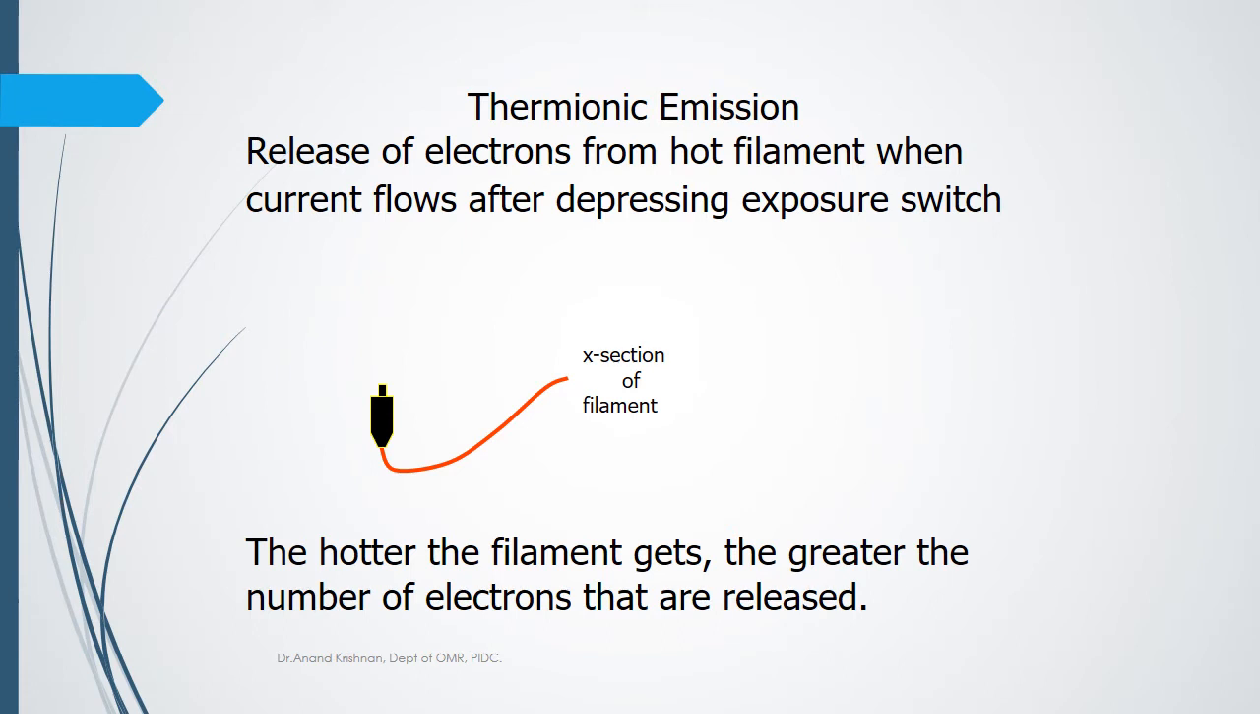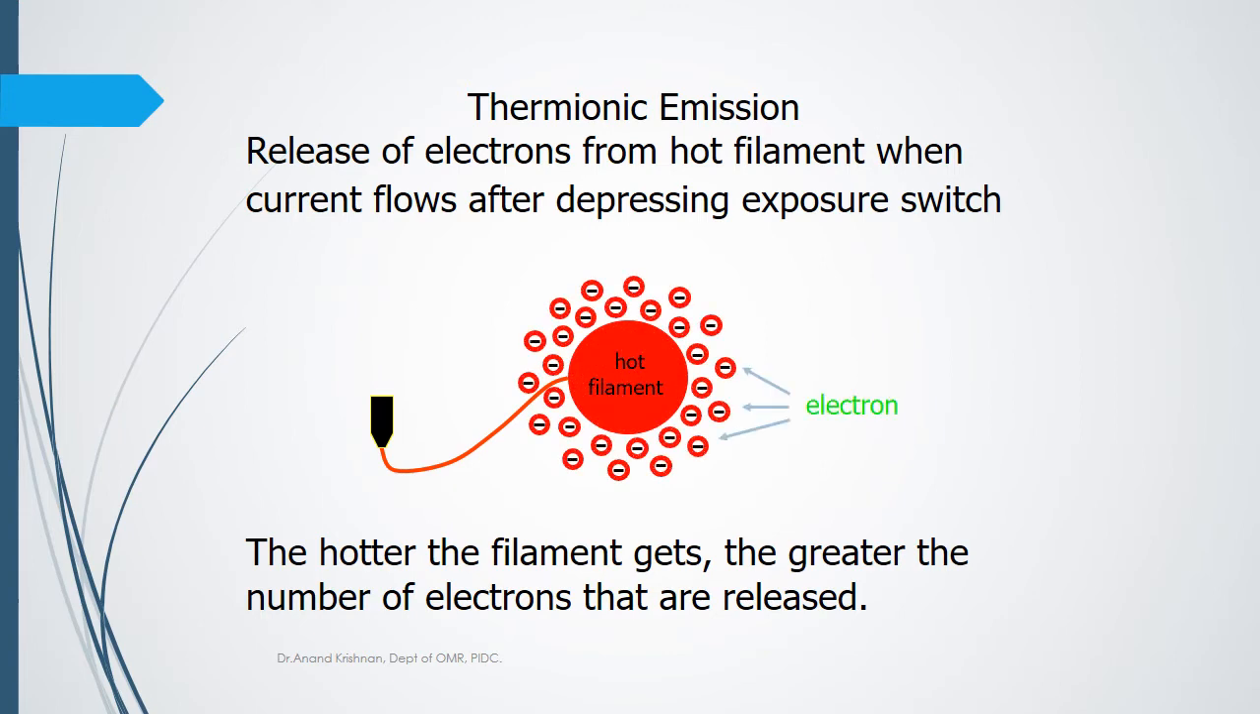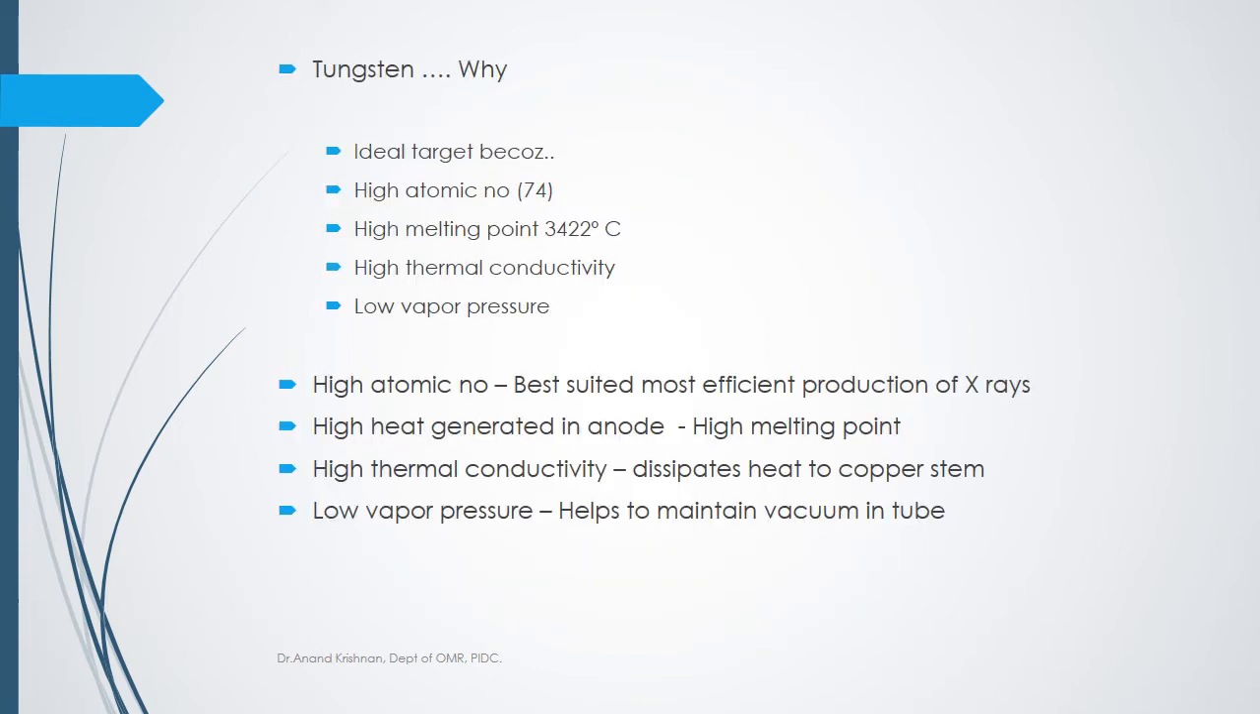So the production of X-rays falls under the principle of thermionic emission, where when we pass electric current through that tungsten filament, the tungsten wire, the cathode we talked about, once it starts heating up, it will start emitting electrons, and these electrons go and hit the target anode. So here, if you notice, we'll be using tungsten in both cathode and anode.